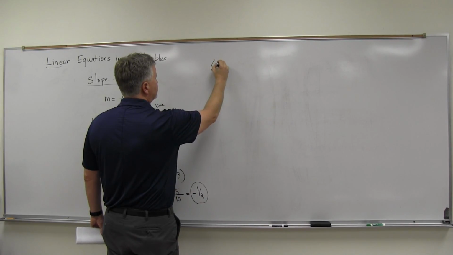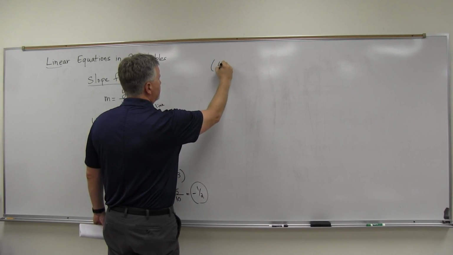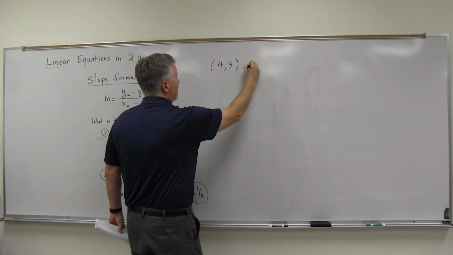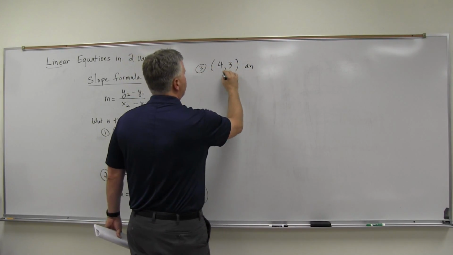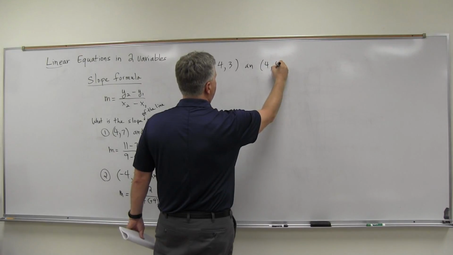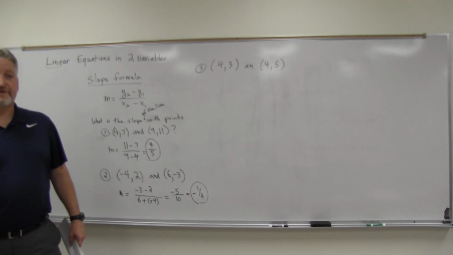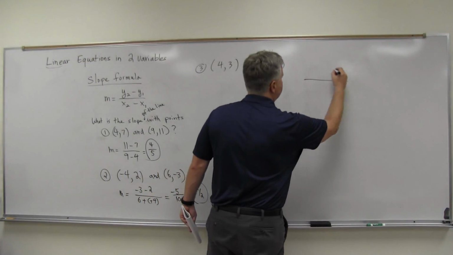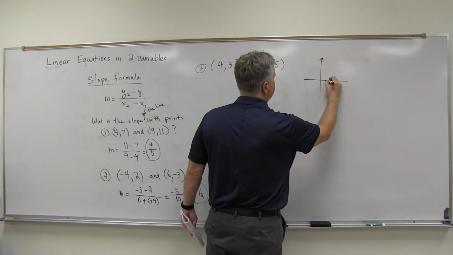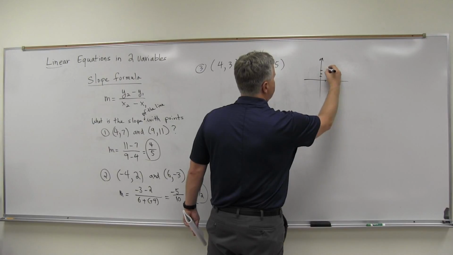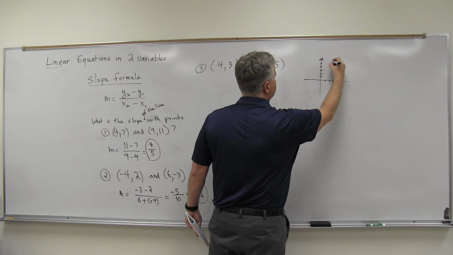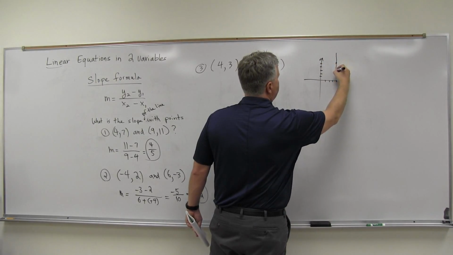All right, so let's say here's a vertical line with points 4, 3, and 4, 5. If you plot those 2 points out, don't we have a vertical line? 4, 3, and 4, 5. Vertical line.